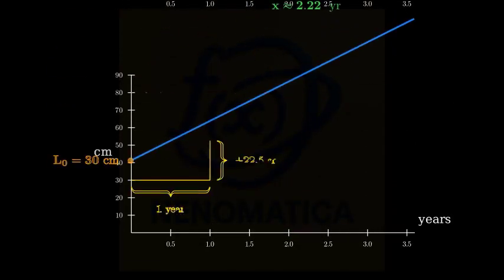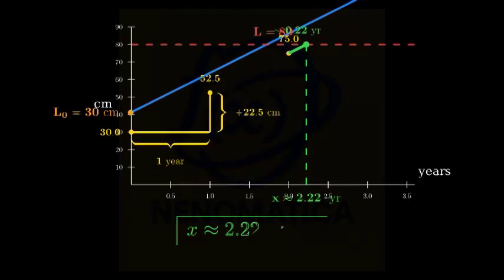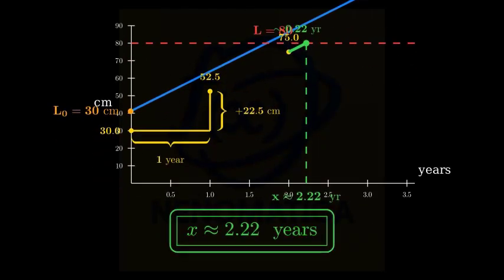To build intuition, compare whole year marks. At 0 years, the length is 30. After 1 year, it is 30 plus 22.5, which is 52.5. After 2 years, it is 75. A little more than 1/5 of a year later, it reaches 80. Therefore, the salamander reaches a length of 80 centimeters after approximately 2.22 years.